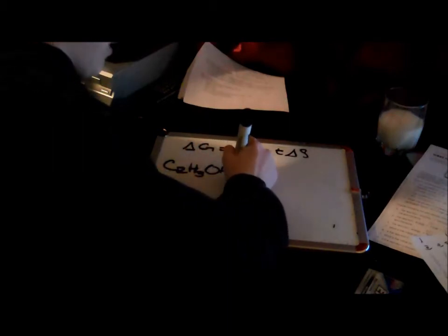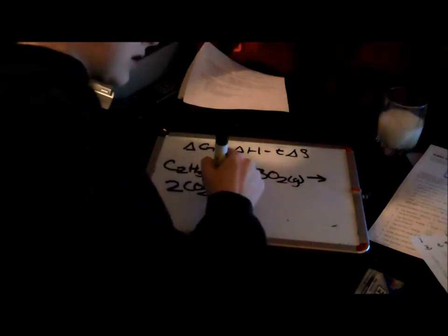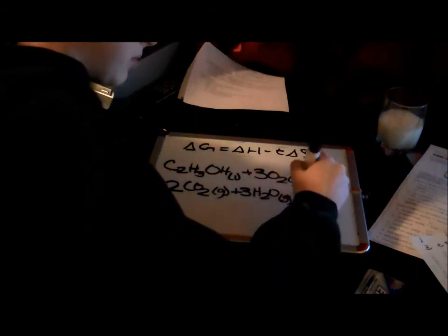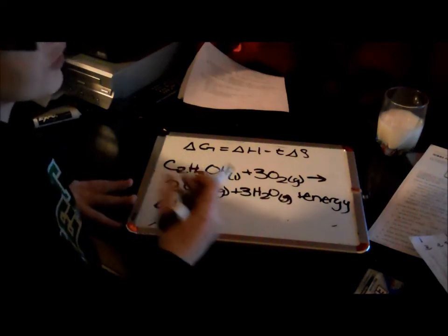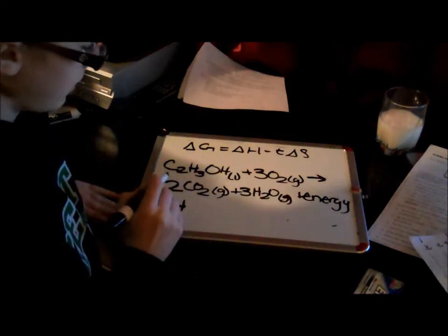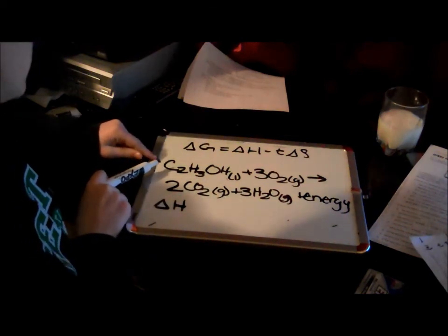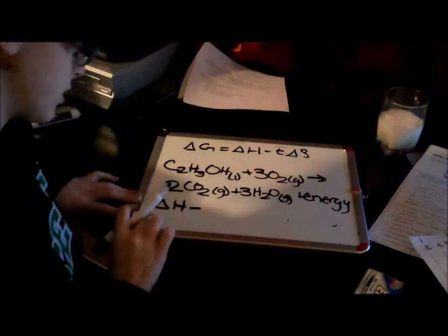C2H3OH liquid plus 3O2 gas becomes 2CO2 gas plus 3H2O gas plus energy. Well, in this one, the energy has now revealed itself in the product, which means that the energy that was in the reactant side, in the C2H3OH and the 3O2, is now being released. So that's a negative delta H.